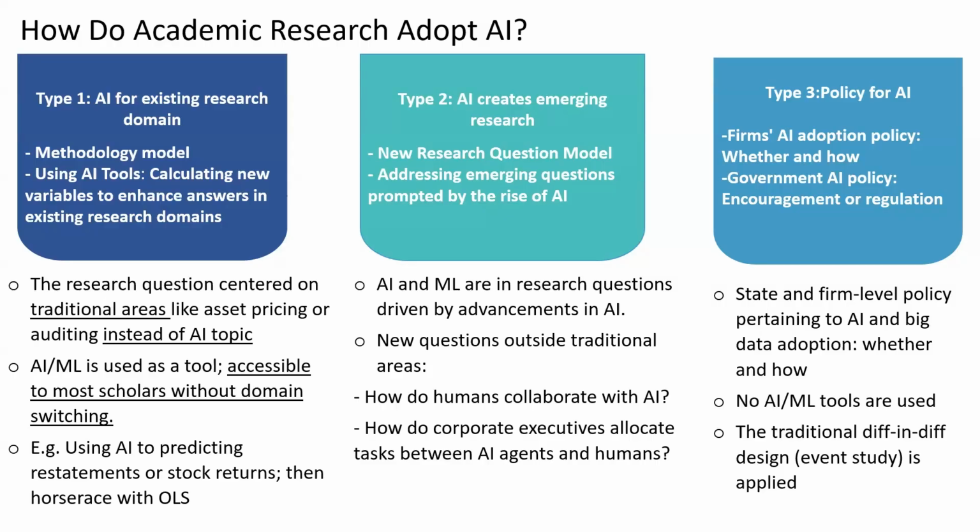And that paper also answers another question: as a senior executive, how do they give the job to AI? What kind of job do they give to humans? So the type 2 question is different from type 1 because it's not just using AI as a tool, it's using AI as a research question. What does it mean? The question contains AI. You have to address some AI questions which are prompted by recent developments of AI.